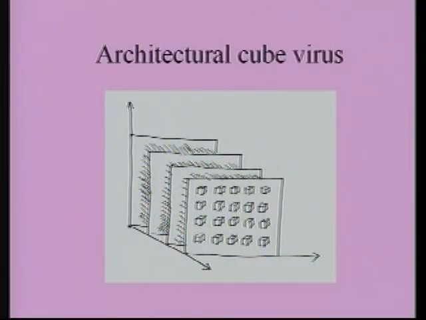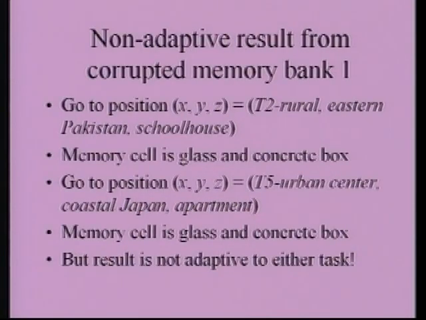And here is the architectural cube virus, which has invaded all of the memory banks that we have carefully documented from all over the world and all over history and in different Transect regions. And every entry now is just a cube virus. So what do we get when we use the corrupted memory bank 1? We go to the position that corresponds correctly to a schoolhouse in eastern Pakistan in a rural district. And we get the memory cell to give us the glass and concrete box. Or we go to a different position, an apartment house in coastal Japan in an urban center. And the memory cell is again a glass and concrete box. But this result is not adapted to either task.